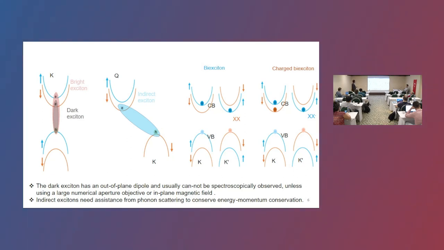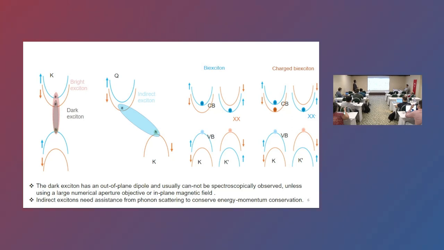The exciton that we normally see is the bright exciton. But for WSe2, because of the spin orbit coupling, it splits the conduction as well as the valence band. Obviously, the valence band splitting is large compared to the conduction band. But here, the lower valley is basically forbidden because of the spin selection rule. So that is called the dark exciton.